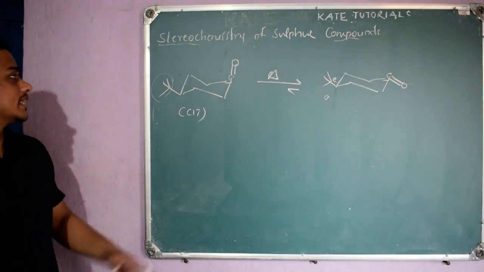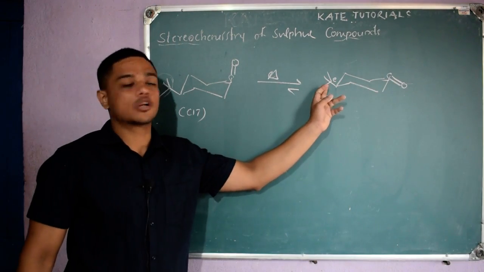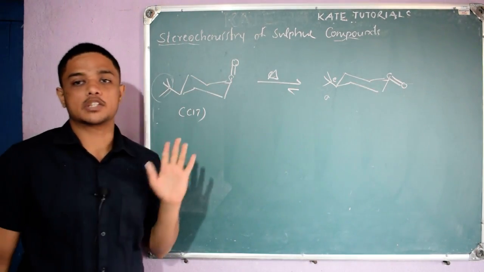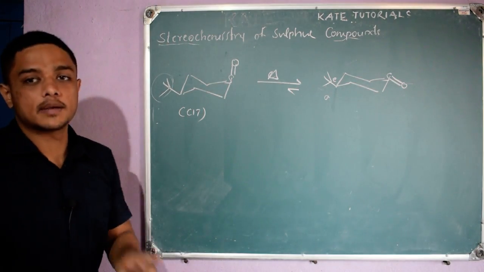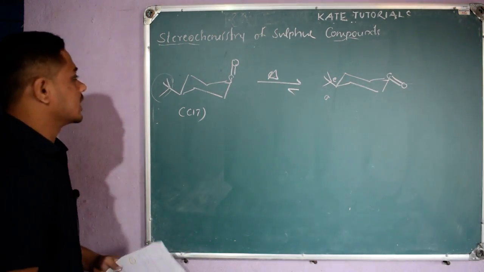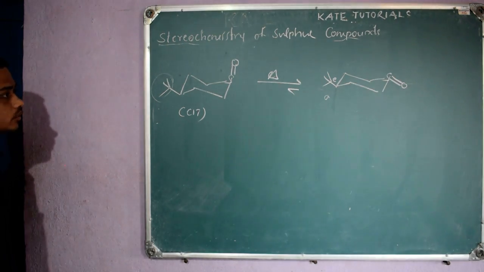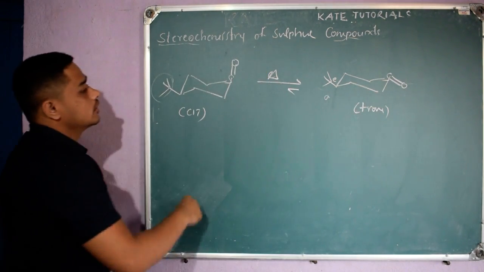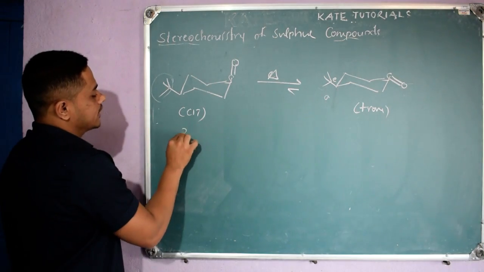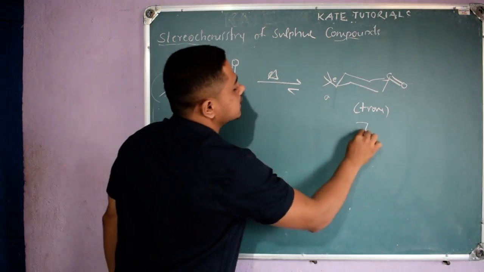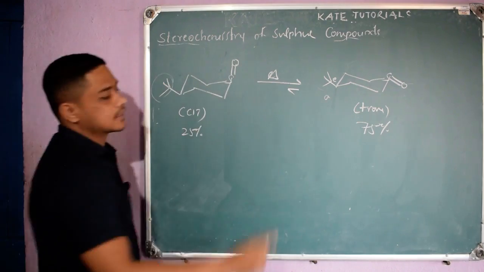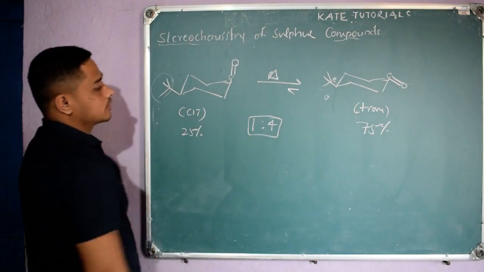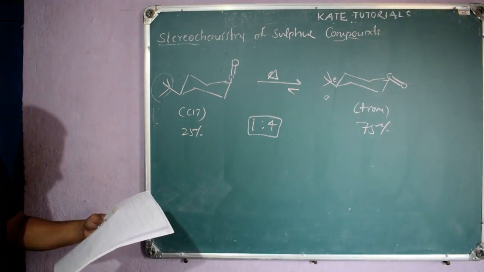We should always keep bulky groups like tertiary butyl groups in the equatorial position. About this I have told completely in conformation of cyclohexanes, which will be available in the playlist of Carter tutorials. There you can watch that, right? So this is trans. When we heat this molecule, if it is 25%, it will be 75% out of 100%. So it is like 1:4, right? Now here it will be 1:3, right?